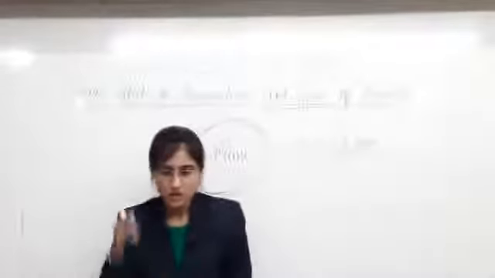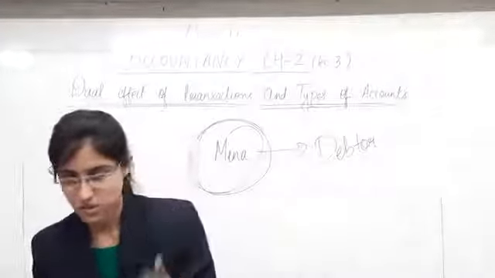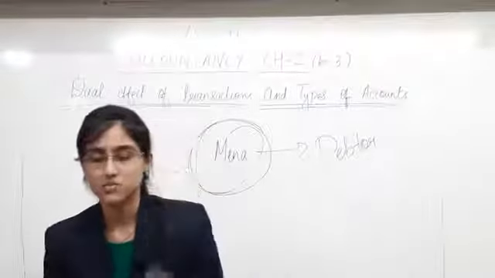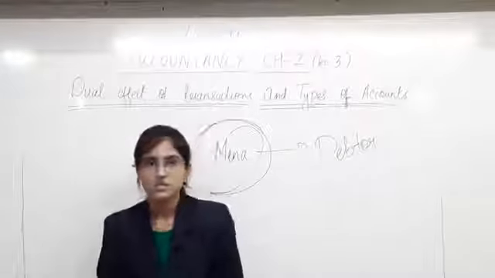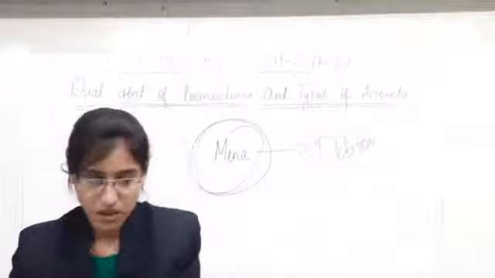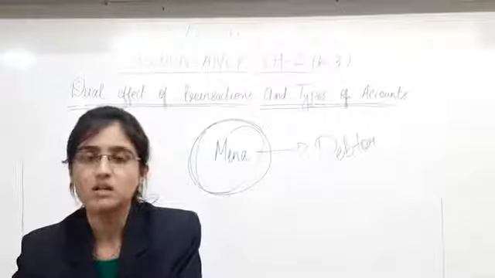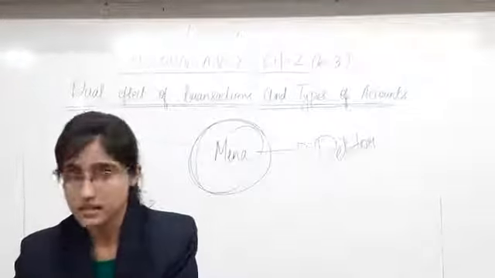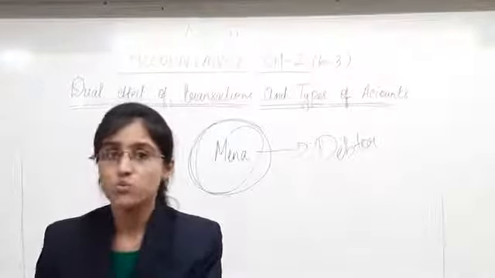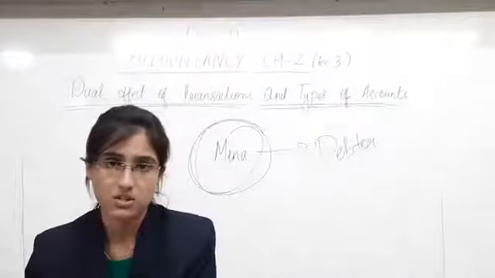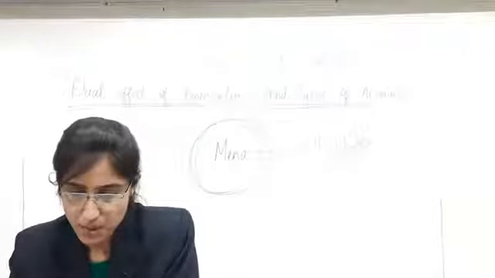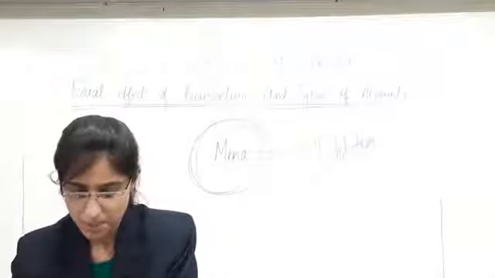Okay. So illustration 3, page number 30 in your textbook. Alright? So let us quickly start. The first transaction in illustration 3, we are understanding the dual effect of transactions. I am supposed to find out which are the two effects from the given transaction. Which two effects would take place for the following transactions?